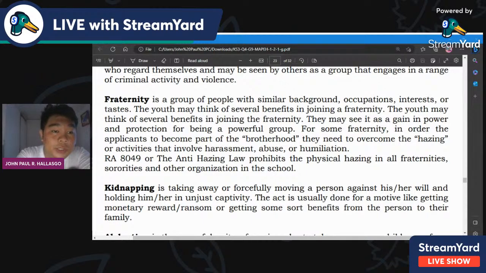And some of those initiations ay nagkakaroon ng problema, no? Or na-ingrain sa social culture. Kaya nga minsan, di ba, may mga nababalitaan tayo during the initiation or hazing, lalo na sa sorority and fraternity, dahil sa excessive na beating, maraming namamatay and so on and so forth. No? So, due to that, the Philippine Society actually created the Republic Act 8049 or anti-hazing law, which now prohibits physical hazing in all fraternities and sororities and other organizations in the school.